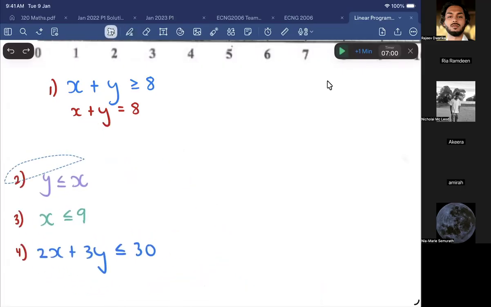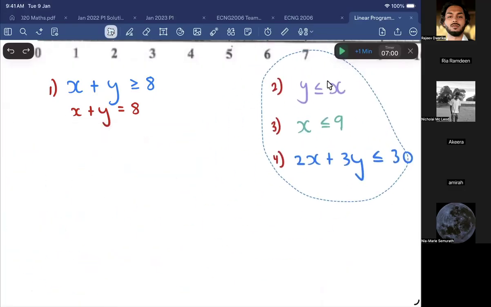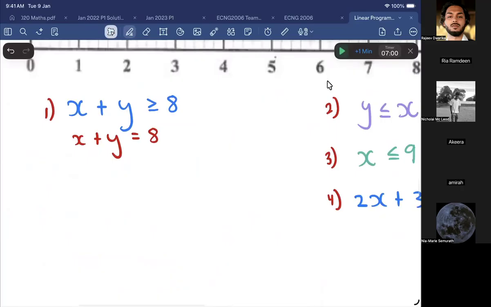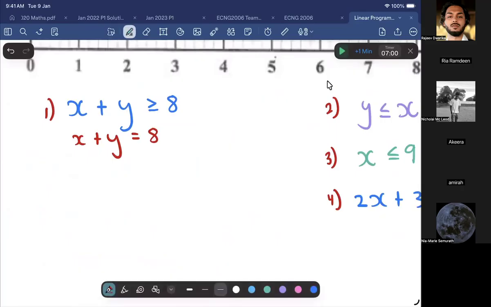Okay. So guys, remind me, what were the 2 points I said we should find that are really, really easy to work with? The x and y intercept. Yes, the x and the y-intercept.